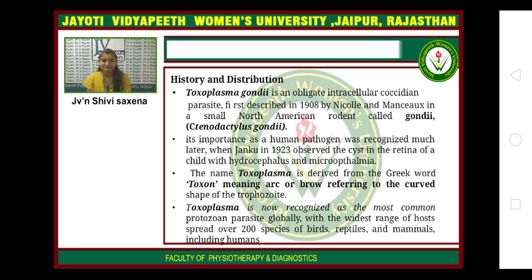hydrocephalus and microphthalmia. The name Toxoplasma is derived from the Greek word toxon, meaning arc or bow, referring to the curved shape of the trophozoite. Toxoplasma is now recognized as the most common protozoan parasite globally, with a wide range of hosts spread over 200 species of birds, reptiles, and mammals, including humans.